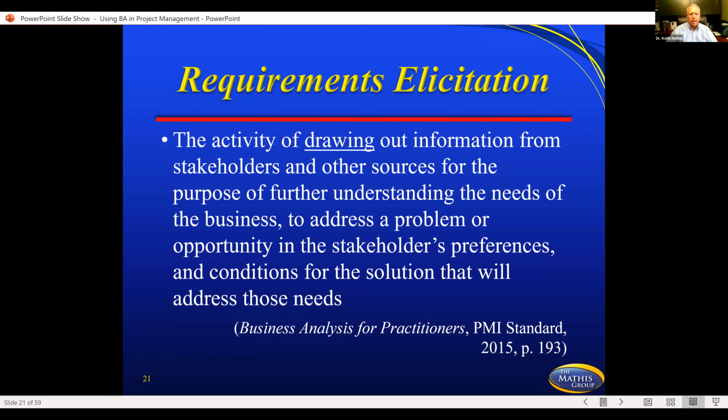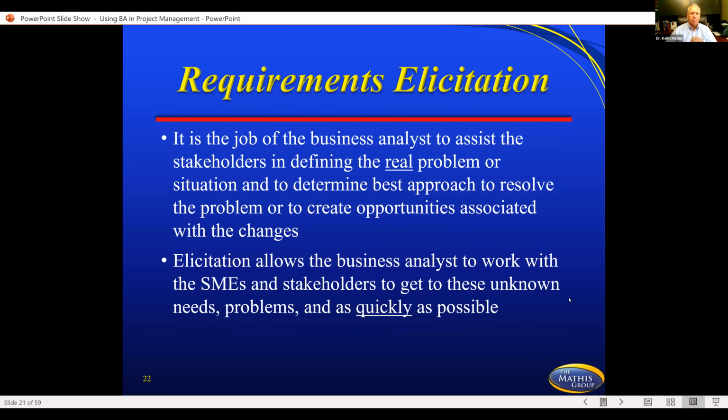They might not think of asking you about something or telling you something because they don't think it's important. On your side, something could be very important because everything's so interconnected. With requirements elicitation, it's the job of the business analyst to assist the stakeholder in defining the real problem or situation and to determine the best approach to resolve the problem or to create opportunities associated with the changes.